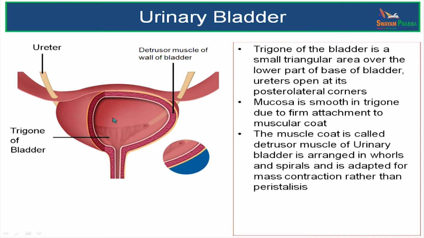This is a section of the bladder showing the muscle layer and also the interior of the bladder, the trigone of the bladder.